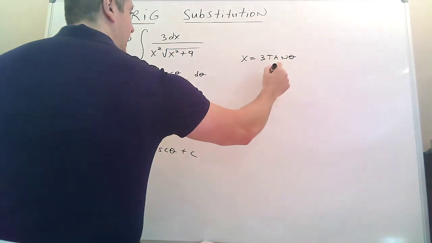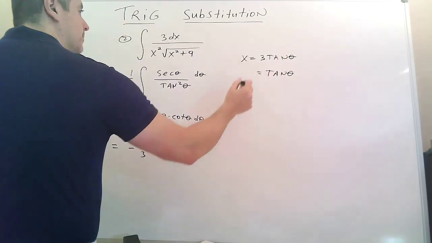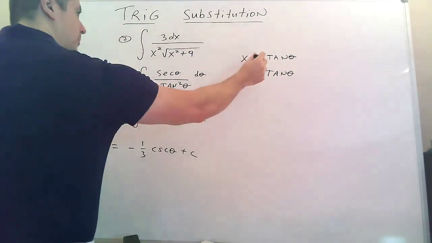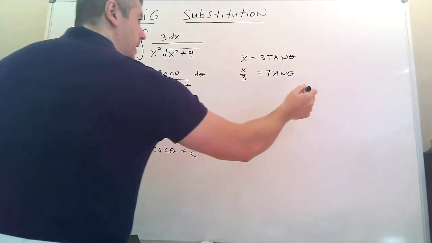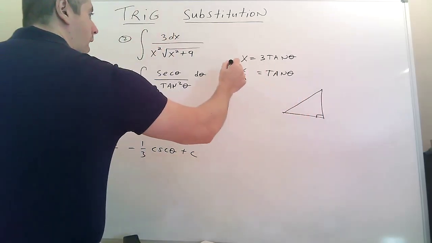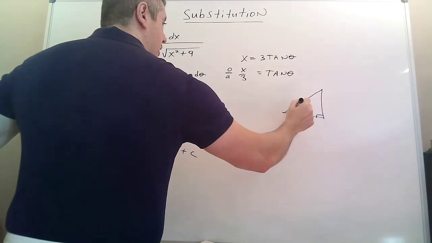I still have to draw my triangle. The tan theta is x over 3, right? Just divide both sides by 3. So now I'm going to make my triangle. Now remember who tangent goes with. Tangent, right? TOA. Opposite, adjacent. Always put your theta here for convenience.